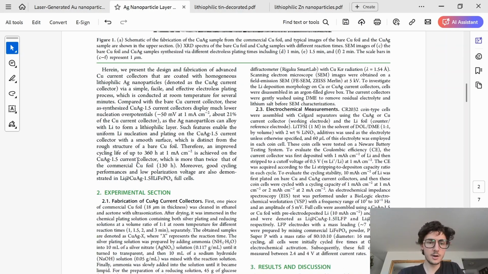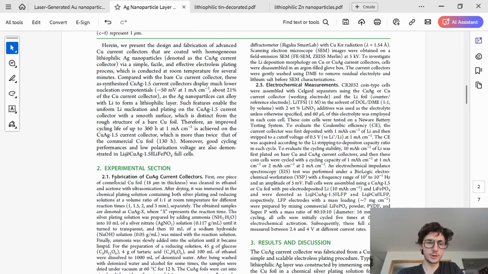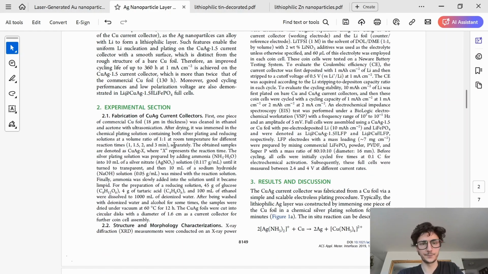Cool. Okay, the main thing I'm going to look at here is the experimental section, fabrication of copper-silver current collectors. Let's read this in depth. First, one piece of commercial copper foil, 18 micrometer in thickness, was cleaned in ethanol and acetone with ultrasonication. After drying, it was immersed in the chemical plating solution containing both silver plating and reducing solutions at a volume ratio of 1 to 1 at room temperature for different reaction times, 1, 1.5, 2, and 3 minutes, separately. The obtained samples are denoted as Cu-Ag-X, where X represents the reaction time, which is 1, 1.5, 2, or 3 minutes.